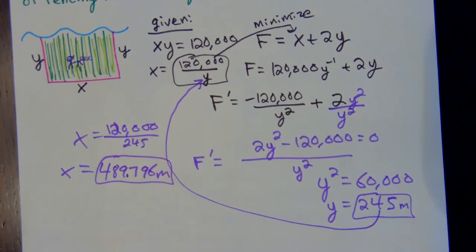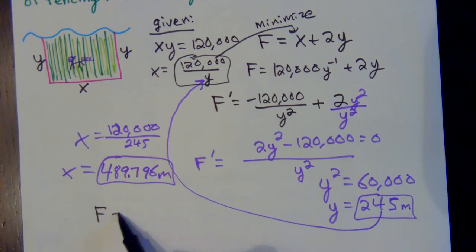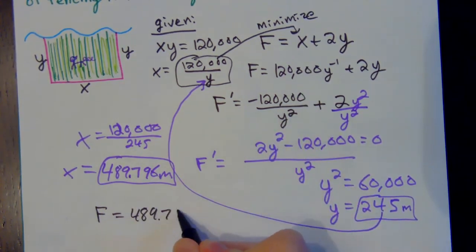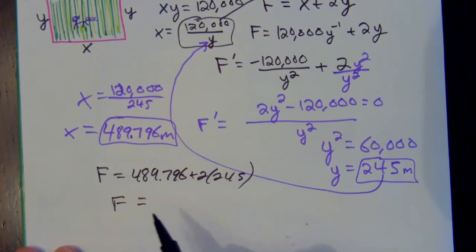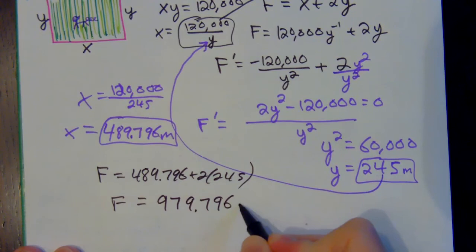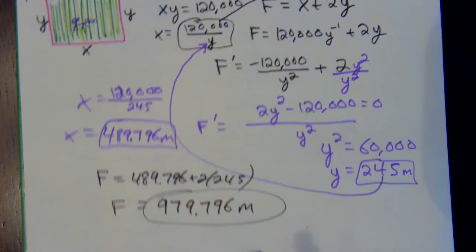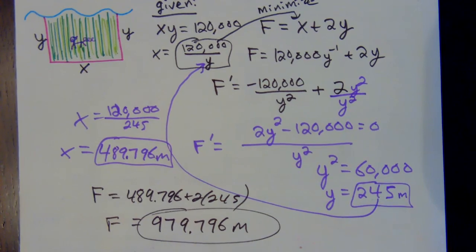And so that's what they ask for, the dimensions of the fence. So I got my 2 dimensions. And just in case they ever did ask for the amount of fencing, you would take those X and Y's and plug those in. So you would go to 49.796 plus 2 times that 245. And that means the amount of fencing that you need to buy. So it is 979.796 meters. All right, so that is the fencing that will give us our desired area, and it'll be the least amount of fencing that we can use. So when we go to the hardware store, we know exactly how much fencing we're going to buy.